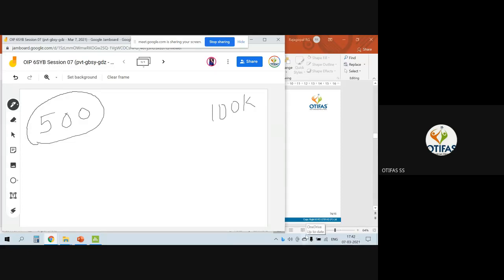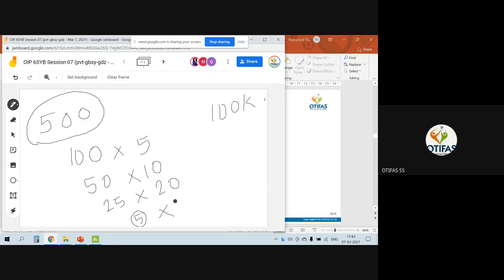Now, how many ways can I take this in sampling? I can group 100 people in one group and take 5 such groups. The second way is to take 50 people in one group and take 10 such samples. I can also take 25 people in a group, and 20 such samples. I can also take 5 people in a group, and 100 such groups.